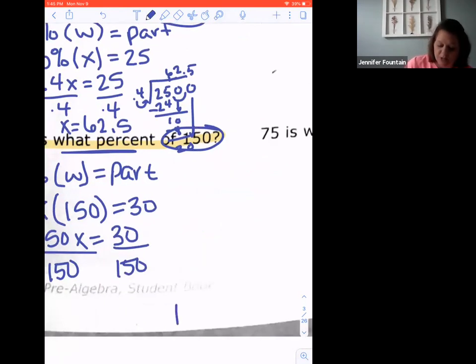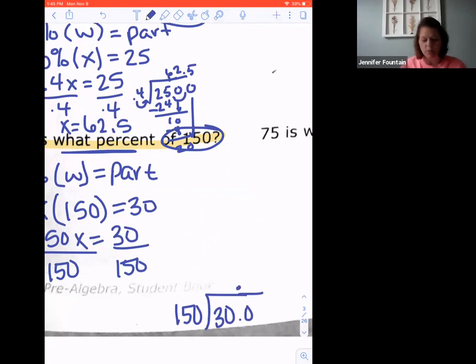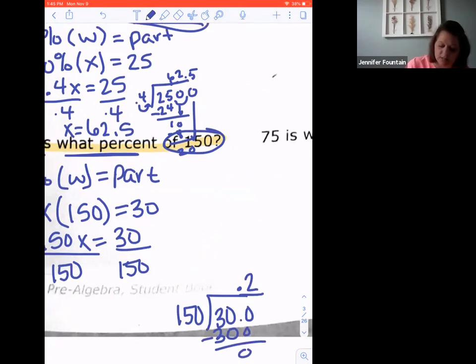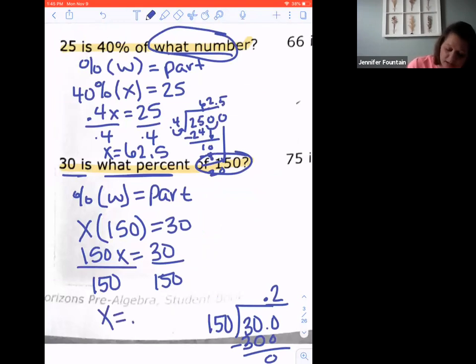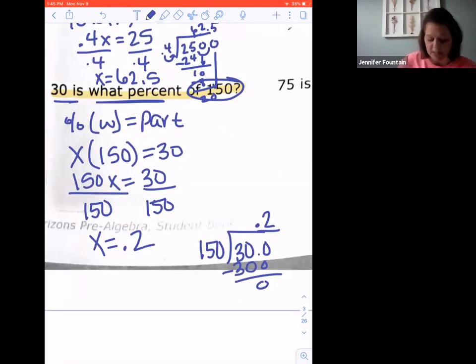So I'm going to have 150 into 30. That won't go, so I need to add a decimal and a 0. Put my decimal up in my answer. 150 will go into 300 2 times. And 300 minus 300 is 0. So X is equal to 0.2. Now this is where I have to pay attention because it says I'm looking for a percent. I've got to change from a decimal to a percent. So that means I've got to move my decimal 2 places to the right and add a percent sign. So X is equal to 20%.